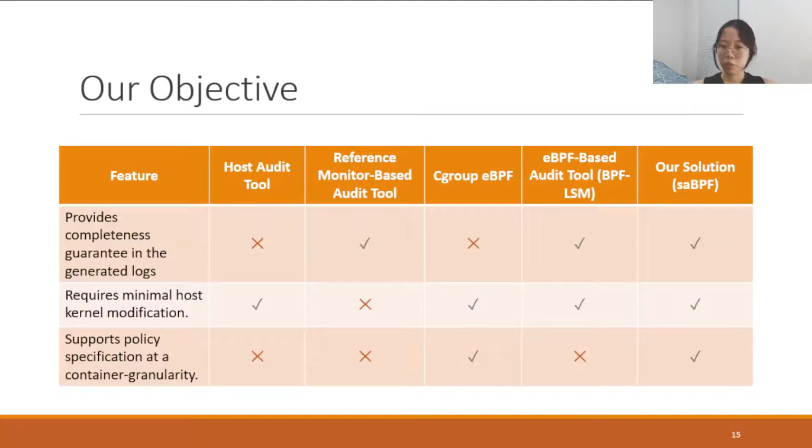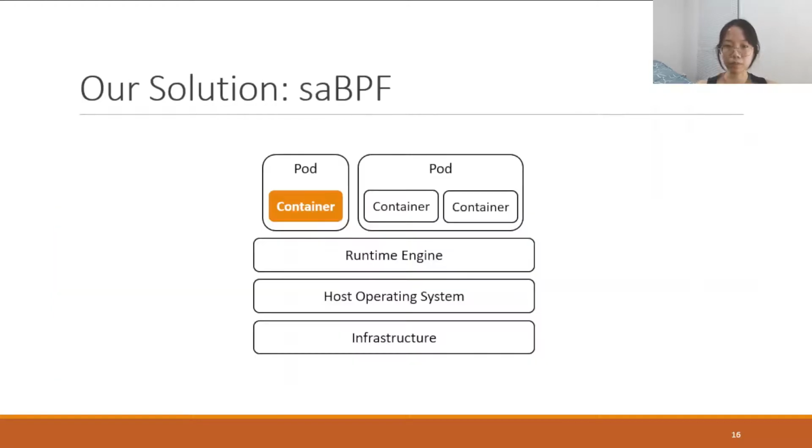And besides that, our system requires minimal host kernel modification, so it is suitable to be deployed in the cloud where host kernel modification is often forbidden. A reference monitor based audit tool doesn't provide this guarantee because to deploy one means that you have to add an entire LSM mechanism into the kernel source code. And finally, our solution supports policy specification at a container granularity. So this means that the tenants can specify audit rules for their containers. Now, besides the cgroup eBPF, the remaining three existing audit tools don't support this because they are deployed at a system level, so their audit rules apply to the entire system.